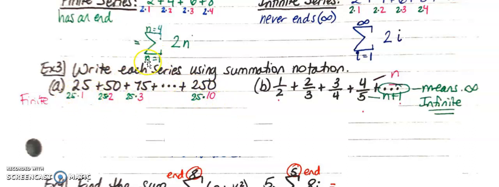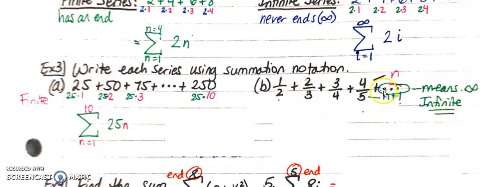That means that this series goes from 1 to 10. So we start at 1 and we end at 10. And the rule that we have that's happening is 25 times n, or the placement of our number. So we have 10 on top. We have our sigma here, summation notation, n equals 1 because we're starting from the first term, all the way to the 10th term in the series, and our rule is 25n. That's your summation notation.